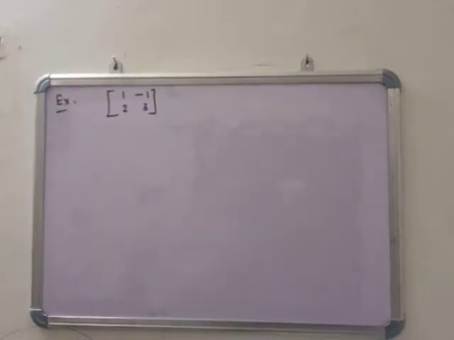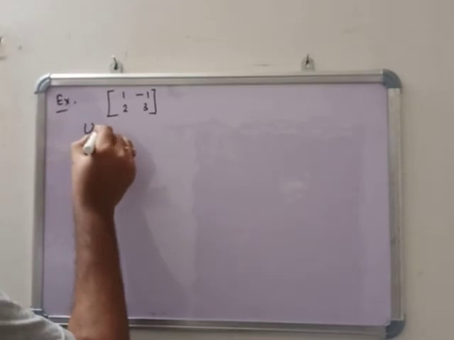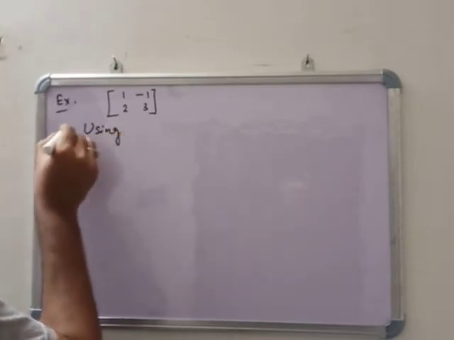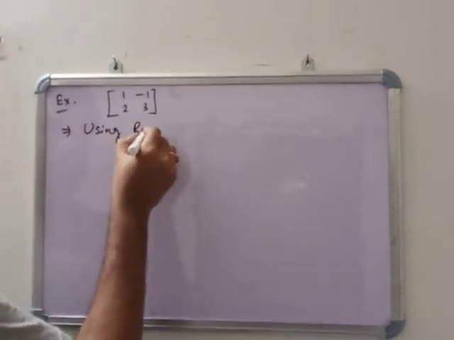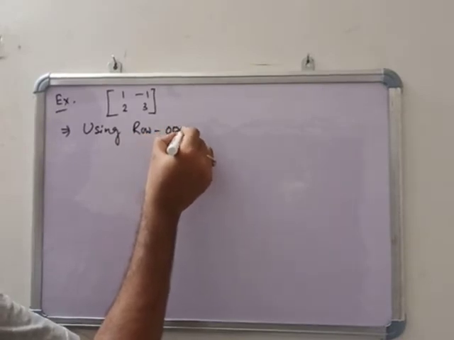So the matrix is given, 1 minus 1 2 3. Okay, so this is given. You have to find the A inverse by row operations or column operations. So I'm writing here using row operations.